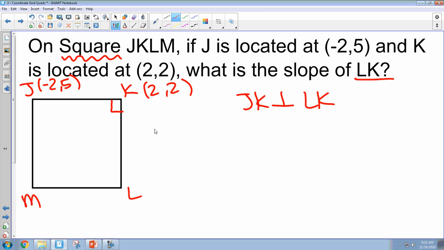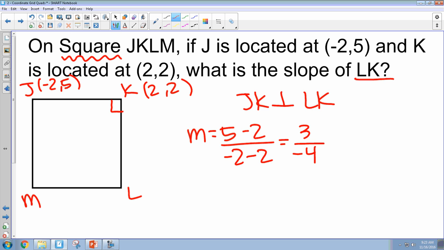First thing you got to do is find your slope of JK. So just like before, we're going to do -2 minus 2, whoopsies. Sorry, please make sure you put your x's on bottom. So we can do 5 minus 2 over -2 minus 2. 5 minus 2 is 3. -2 minus 2 is -4. So this is the slope of JK.